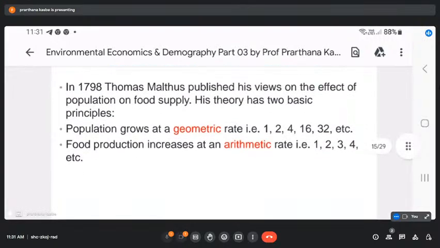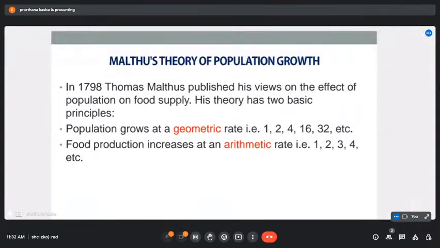So we will discuss the Malthus theory of population growth. In 1798, Thomas Malthus published his views on the effect of population on food supply. What is the effect of population on the food supply?